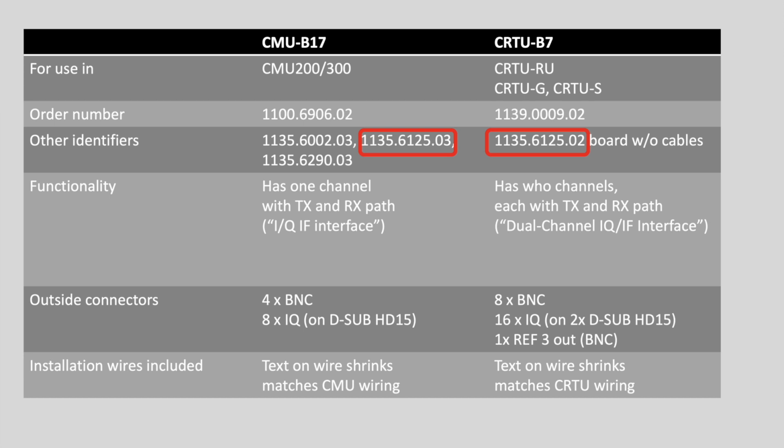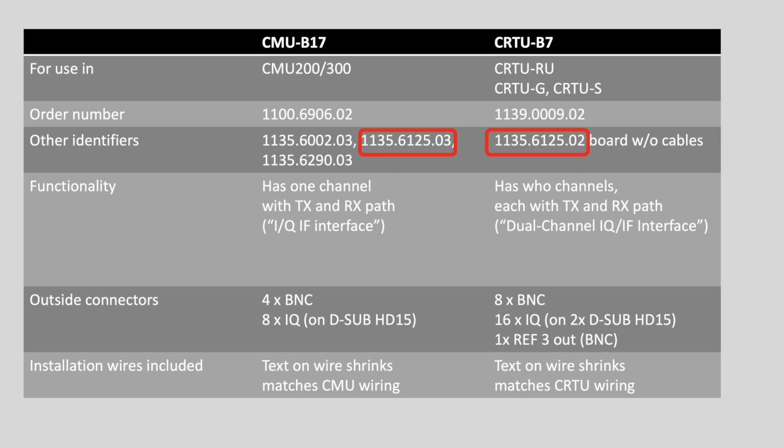More important functional differences: the B17, like I said, is a single channel unit, so it has one TX and one RX path. It's also simply called the IQIF interface. The CRTU B7 unit is a dual channel device, so it has two TX channels and two RX channels, and it's also sold as a dual channel IQIF interface. This makes sense because I think the CRTU was always sold as a dual channel device with two RX-TX boards in it out of the factory, unlike the CMU. So that's why a dual channel board.